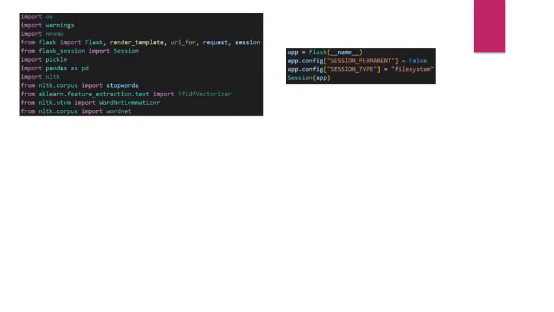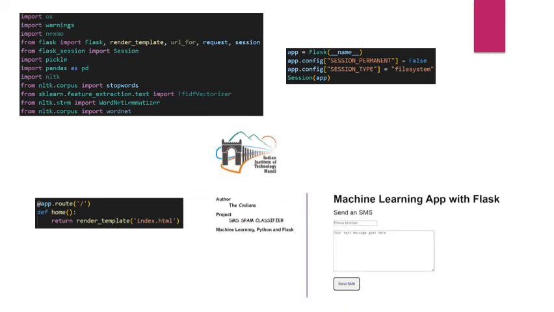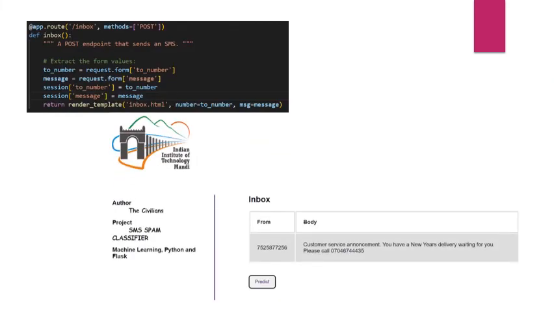Starting with the app.py file, after importing modules like Flask, Pickle, Pandas, etc., we call our first web page, represented by index.html. It consists of two forms. One asks for the phone number from which the message is received, and the other is for the SMS. After clicking Send SMS, it takes us to the next web page, that is inbox.html. It shows the number that you have entered and the corresponding message. Clicking on the predict button takes you to the prediction page.